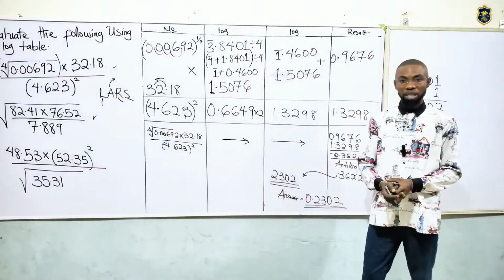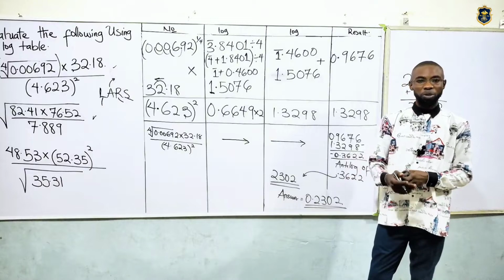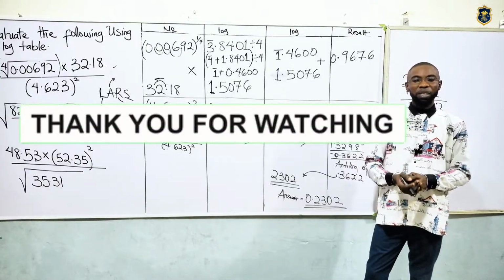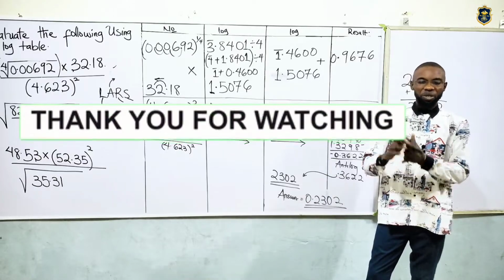I believe this has been helpful to you. I believe you understand what we just did. The next question will be doing the number 2 question. Very simple. We're going to apply the number 2 question to see how you can simply understand advanced questions involving the logarithmic table law. See you in the next question.